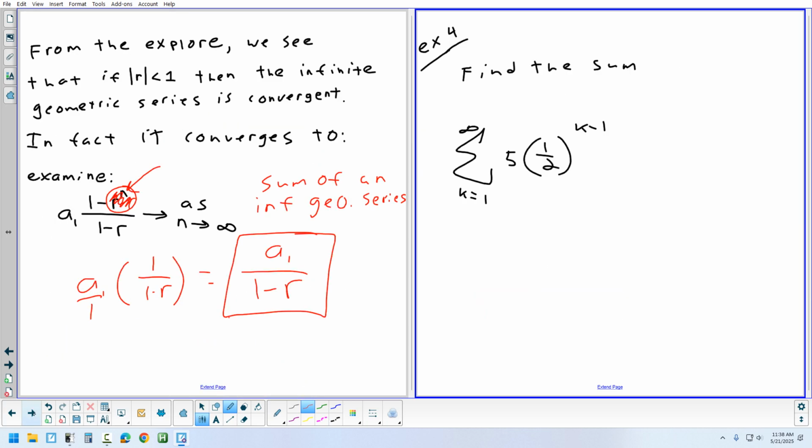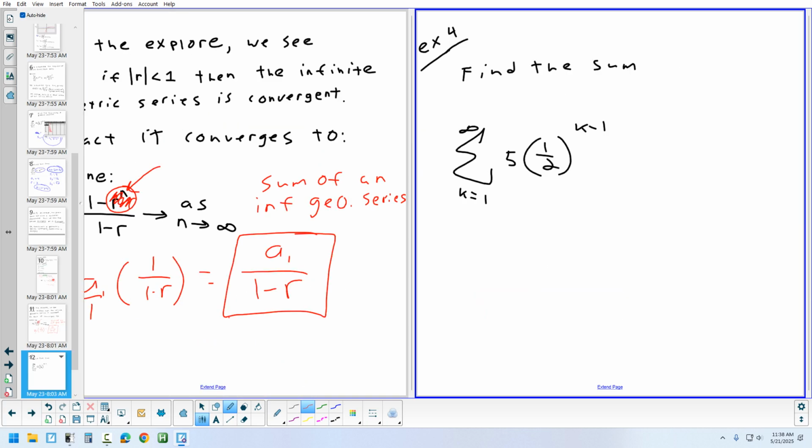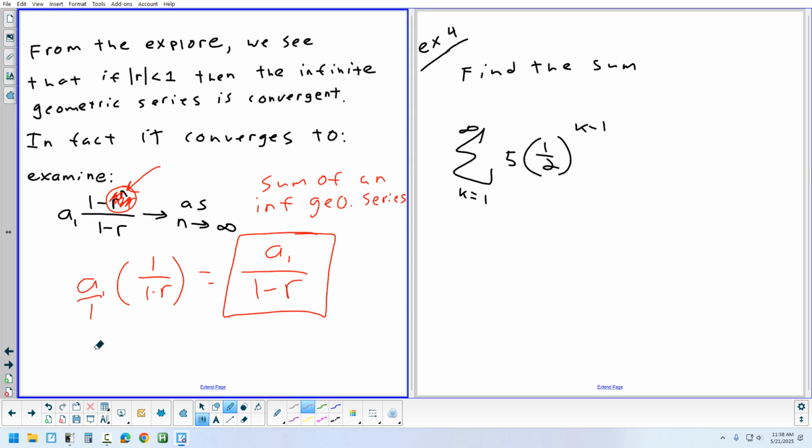Okay. So now let's look at this one. And the first step is to determine, does it converge or does it diverge? And if it does converge, find the limit. Okay. So first question, is this going to converge or diverge? Yep. Converge. Yes, it will converge. And how do you know that? Because R is less than 1. Oh yeah, R is in that green zone. It's between -1 and 1.